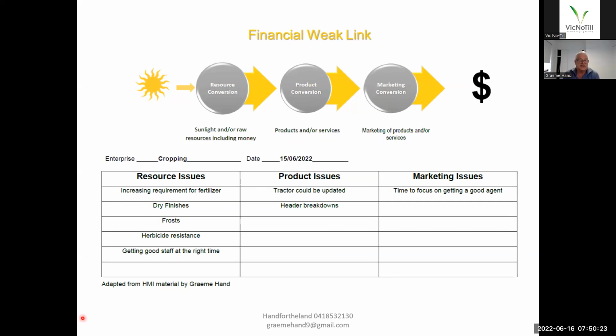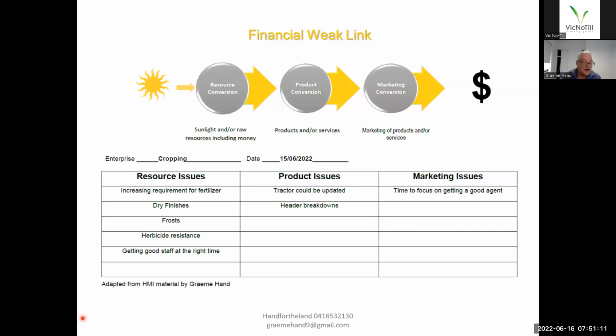Cropping, so this is what I see: increasing requirement for fertilizer, problems with dry finishes and frosts, herbicide resistance, getting good staff at the right time, all those resource issues. Like, how do I get this soil to become more resilient, coping with the dry finishes and the frosts? What's the right balance of grazing to cropping? How do I do all that? What's going on with that increasing requirement for fertilizer? How do I reverse that and start getting off those inputs, which is causing us all those problems with soil health and costs and declining terms of trade?